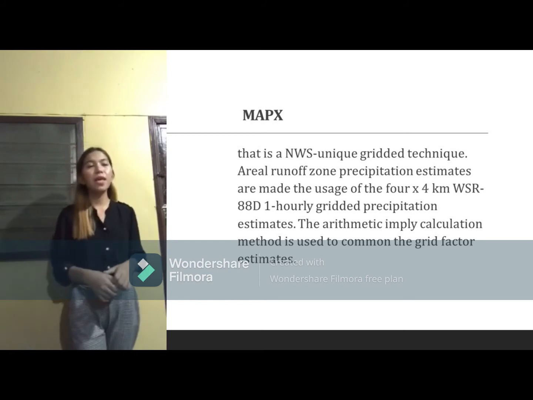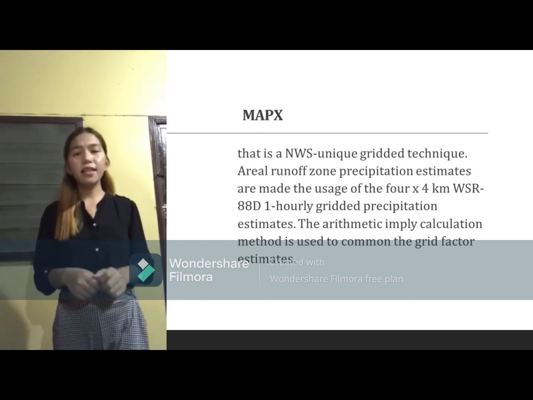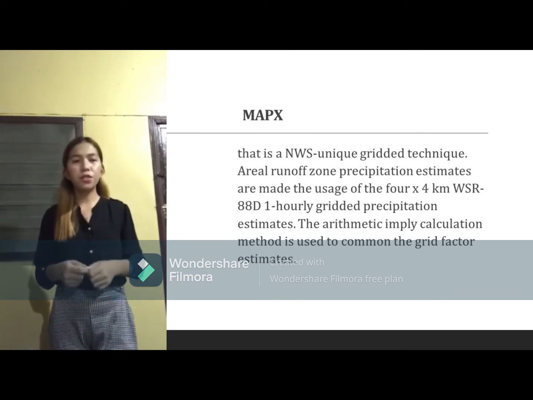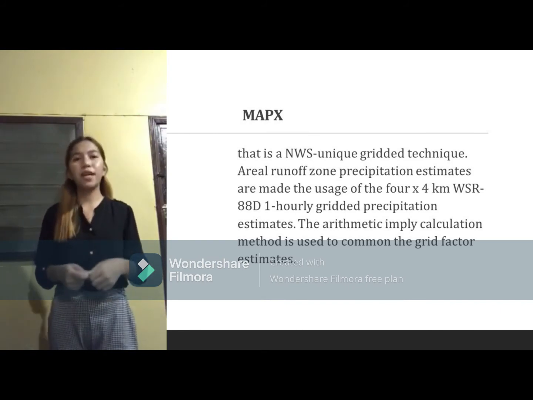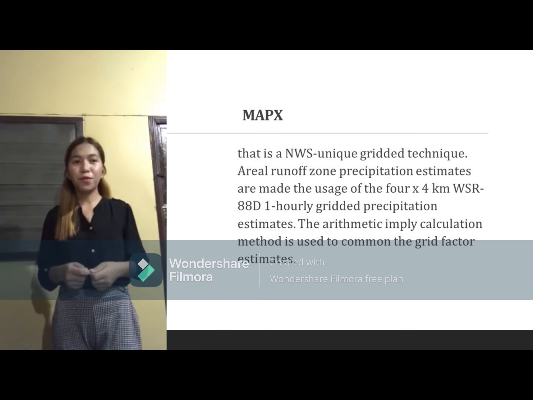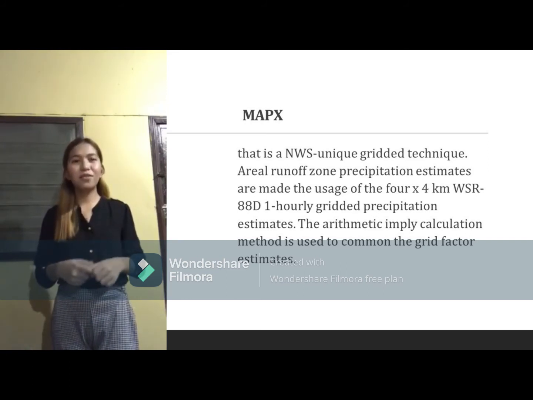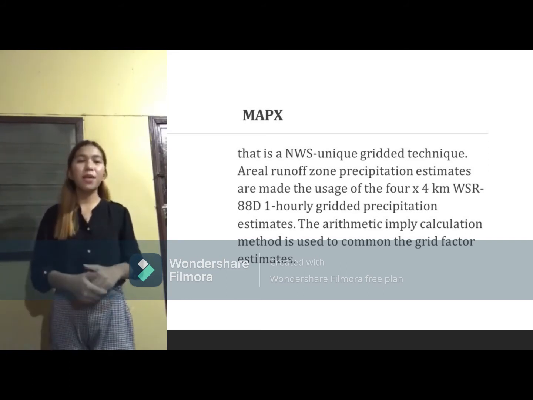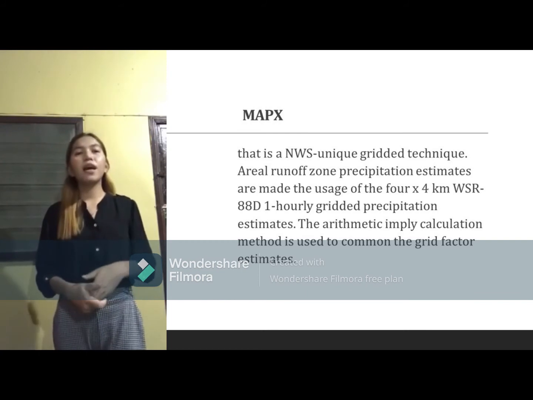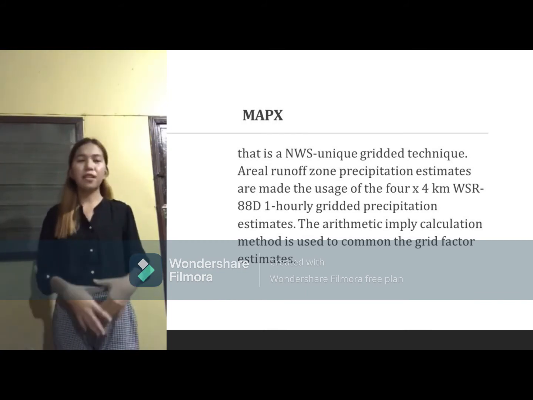So next we have MAPX, that is an NWS unique gridded technique. Areal runoff zone precipitation estimates are made using the 4 times 4 kilometer WSR-88D 1 hourly gridded precipitation estimates. The arithmetic mean calculation method is used to average the grid point estimates.